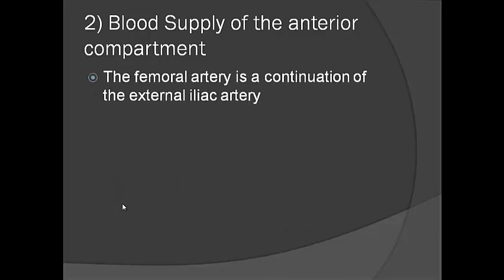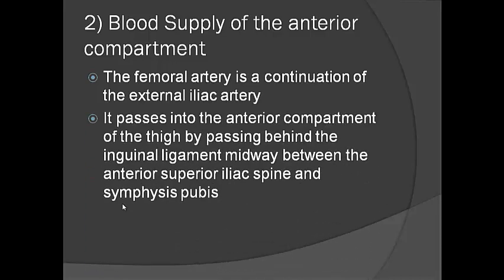Next, we're going to look into the blood supply of the anterior compartment. And this comes from an artery called the femoral artery. Now, the femoral artery is a continuation of something called the external iliac artery, which actually comes from a termination of the abdominal aorta. Generally, the external iliac artery passes into the anterior compartment of the thigh by passing behind the inguinal ligament. This is usually midway between the anterior superior iliac spine and the symphysis pubis.